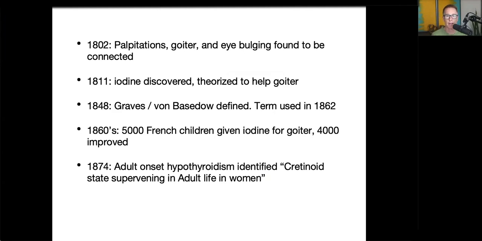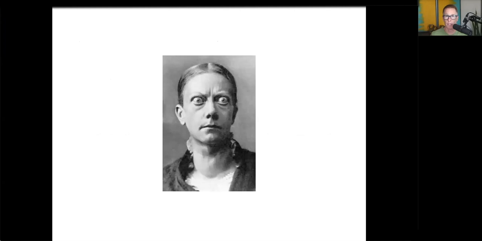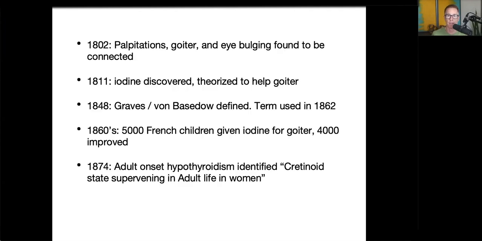Now, they also realized that manifestations of overactive thyroid, of Graves' disease with bulging eyes, which can happen, were also related to thyroid function. And they found that the symptoms, the goiter, the eye bulging, were all related. They discovered iodine in 1811 and realized that it was the thing that could help improve goiter.